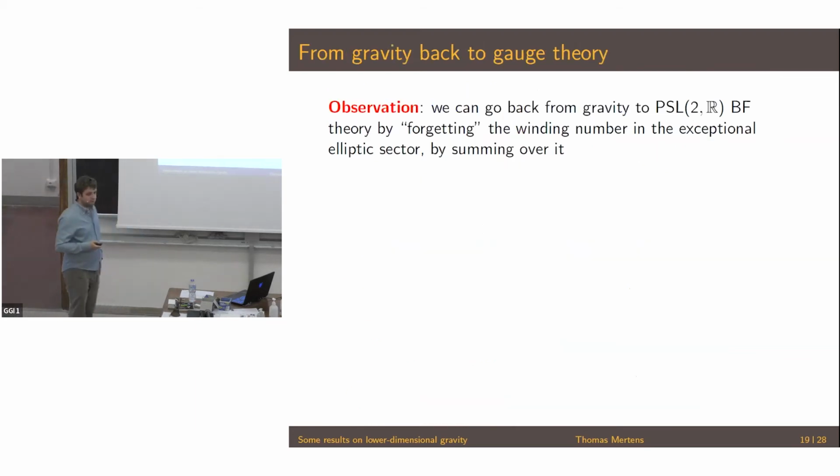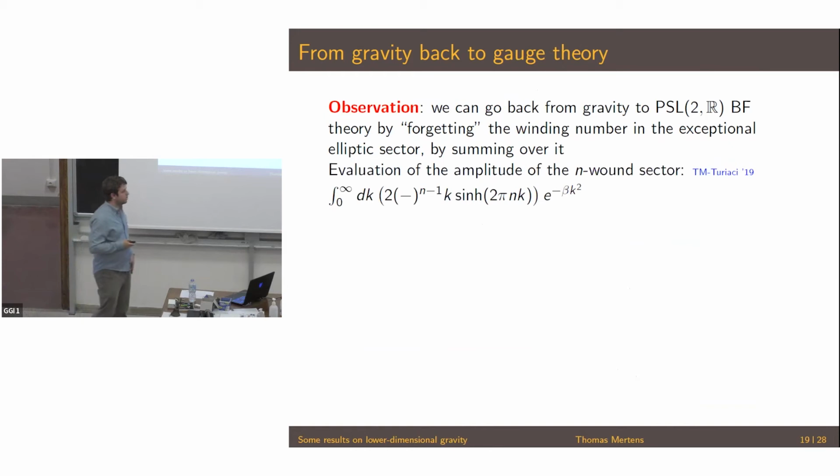So now let me make an observation on this difference. If you're given the gravity results, you can actually go back to the gauge theory results by forgetting about this winding number that existed in these what I call exceptional elliptic sectors by summing over it. So let me show you how that argument goes. So the n wound sector in JT gravity, so when this theta is n, so this is a disk amplitude in JT gravity, one can compute, and this is the answer for it.